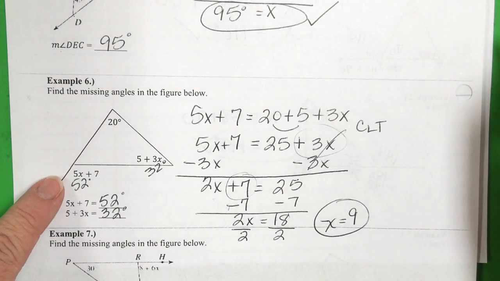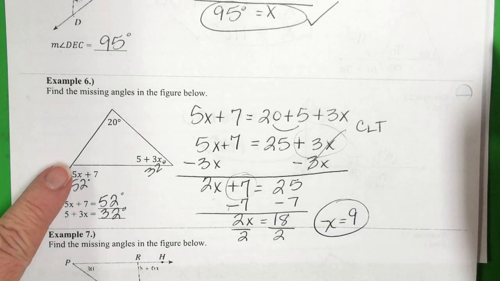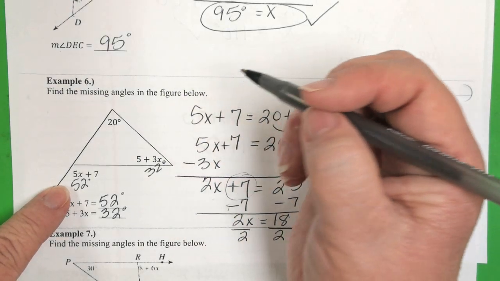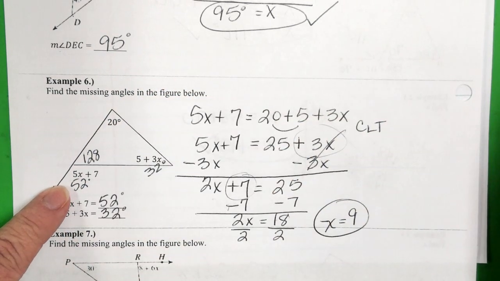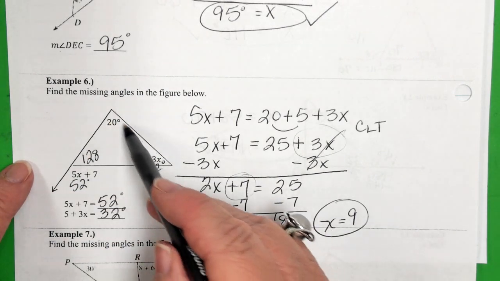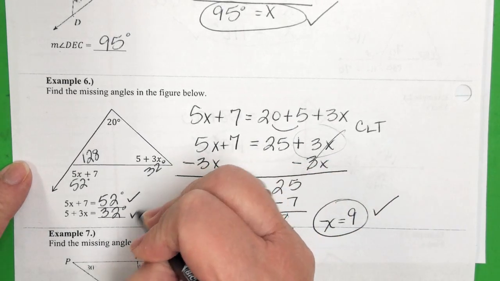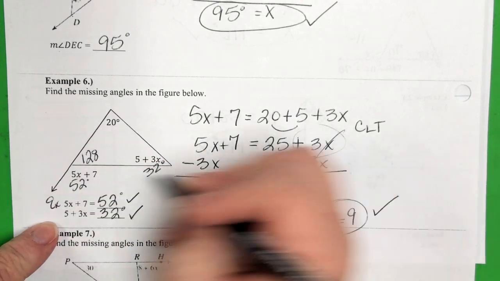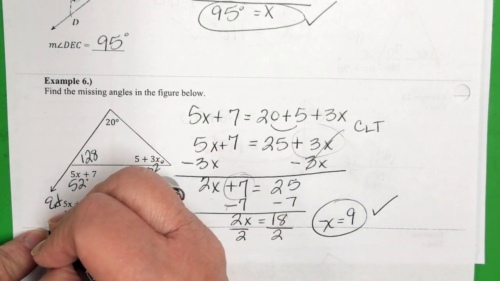Now, just to make sure, if we take 52 and subtract it from 180, this drawing might have been a little off. If we take 180 minus 52, we get 128. And if we add these three angles together to make sure they equal 180, it works. So x equals 9, and our two angles, the exterior angle is 52, the interior angle is 32.